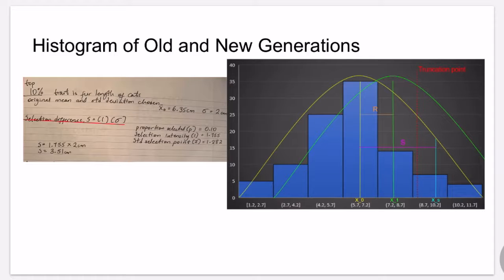So to calculate the selection difference, we need the selection intensity and we need the standard selection point. And to get our selection difference, we just multiply the selection intensity and the standard selection point.